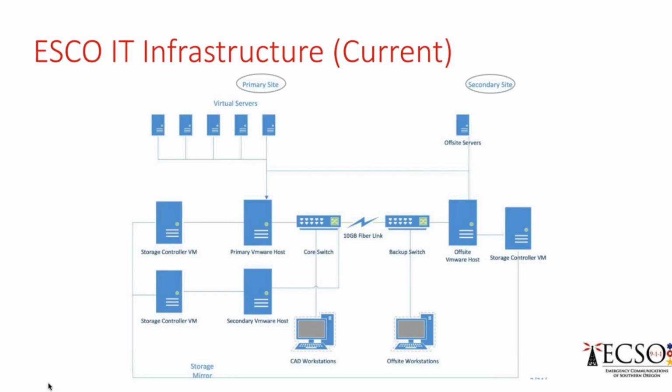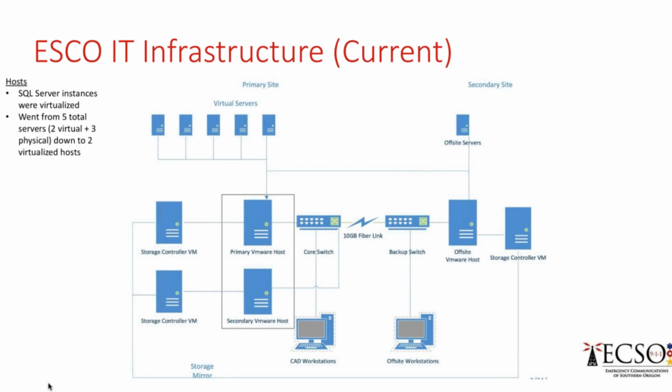So now the number of hosts dropped. The SQL Server instances were virtualized. That means that they went from 5 total servers, 2 virtual and 3 physical, down to 2 virtualized hosts at their primary site. At their secondary site, they went from 3 total servers, which was 1 virtualized host plus 2 physical, down to 1 virtualized host, right? So all their applications are now virtualized.